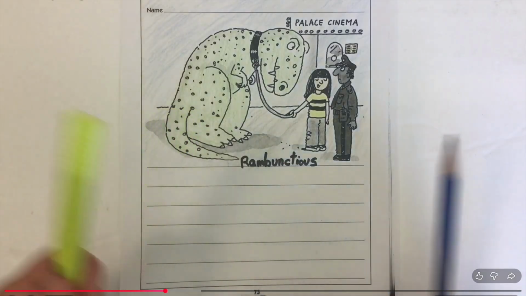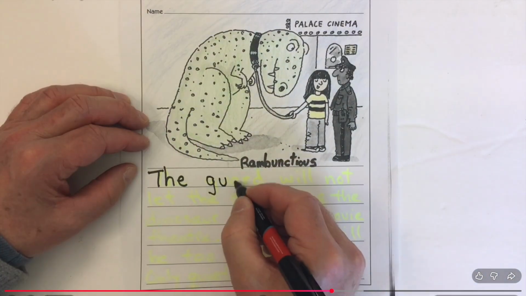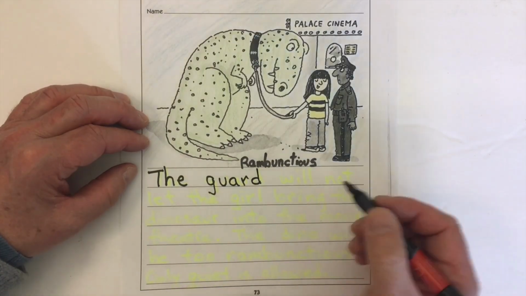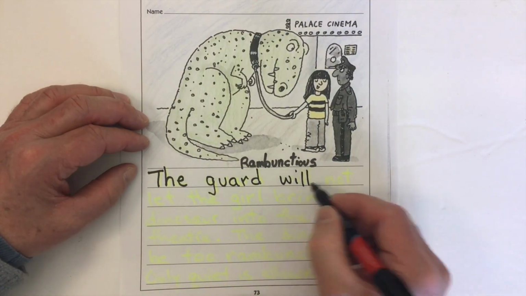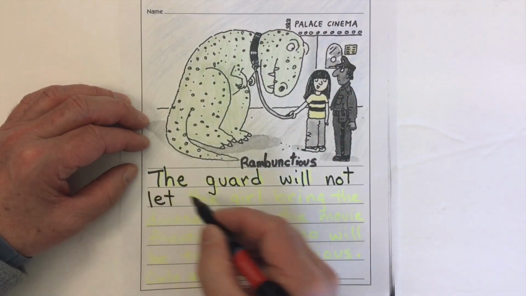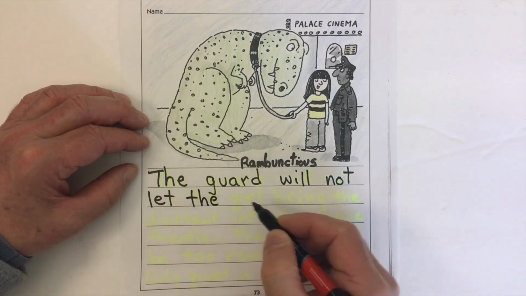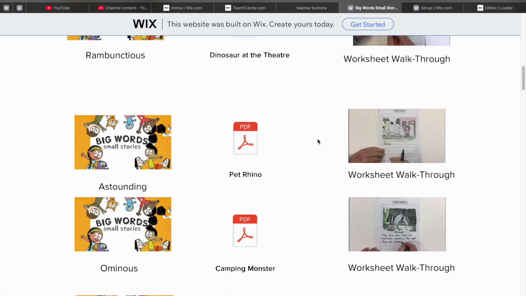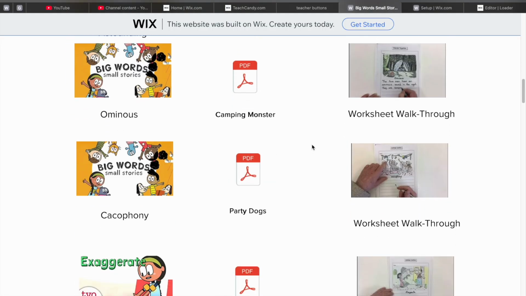We use a big word, like in this case, rambunctious, and we write a story about what's happening in the picture, trying to use that big word. Obviously, this is for slightly higher level kids, or something you would do closer to the end of the school year when your kids are working at a higher level. And again, like in all cases, there are several of these.